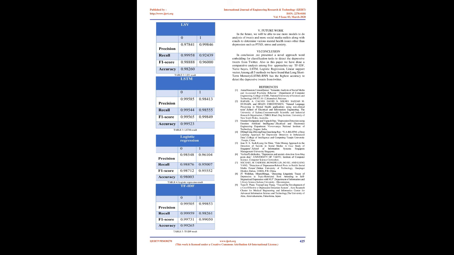Also in this paper we have done a comparative analysis among 5 approaches, say TF-IDF, naive Bayes, LSTM, logistic regression, linear support vector. Among all 5 methods we have found that long short-term memory, LSTM, RNN has the highest accuracy to detect the depressive tweets from Twitter.